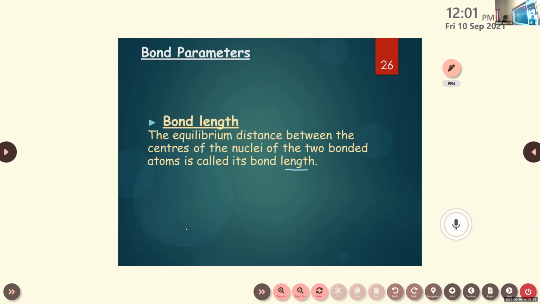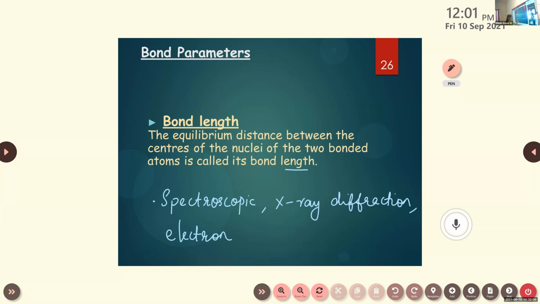This bond length can be measured by certain spectroscopic methods, then X-ray diffraction methods, then electron diffraction methods, etc. So this bond length can be measured using spectroscopic methods, X-ray diffraction methods, electron diffraction methods, etc. Clear, children?